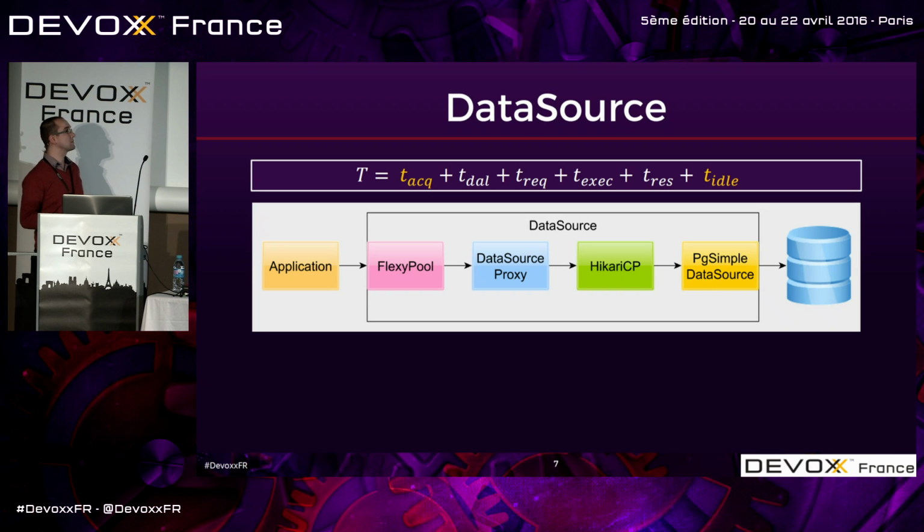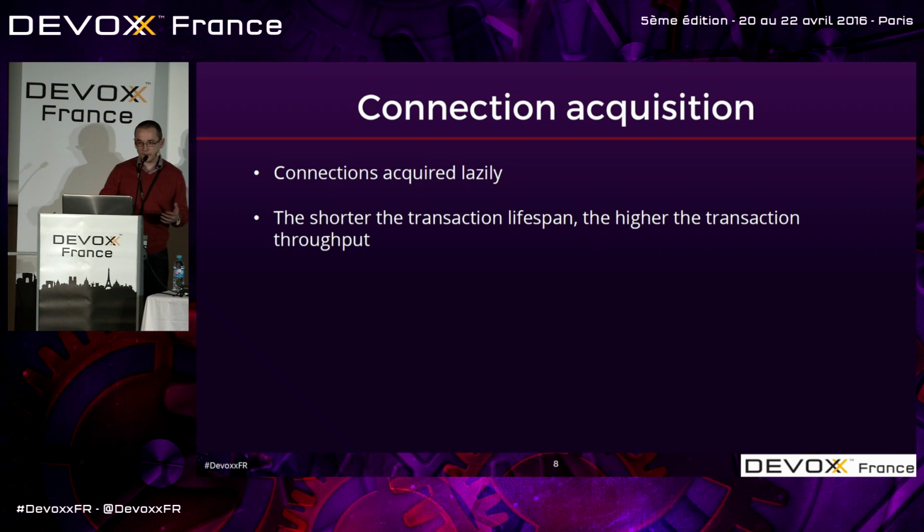And FlexyPool is a framework that I wrote to monitor the connection management for a data source, and it also allows you to go beyond the maximum size that's set for a given connection pool. So in this sense, the connection acquisition and the connection release is what can affect response time for a transaction.